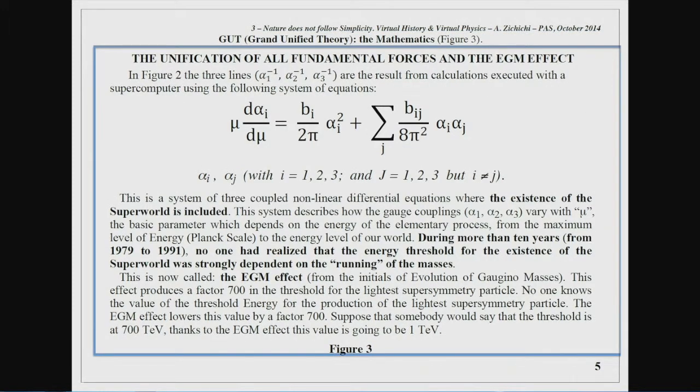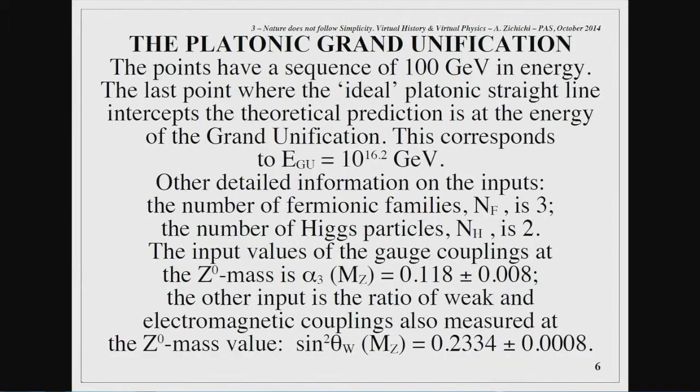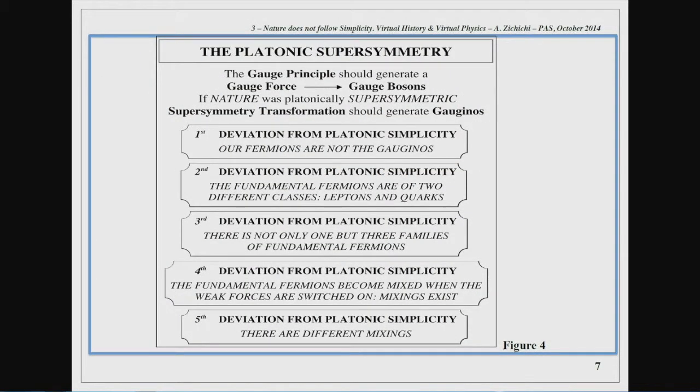This is the mathematics, which I have no time to illustrate. It's a system of three coupled nonlinear differential equations, which have no analytic solution, only numerical solution. The Platonic grand unification has a certain number of detailed structures, and the Platonic supersymmetry is a fantastic story, because we think that we understand a lot about the gauge principle. The gauge principle should produce the gauge force. This is how the fundamental forces are believed to exist. And this means that gauge bosons must be there.